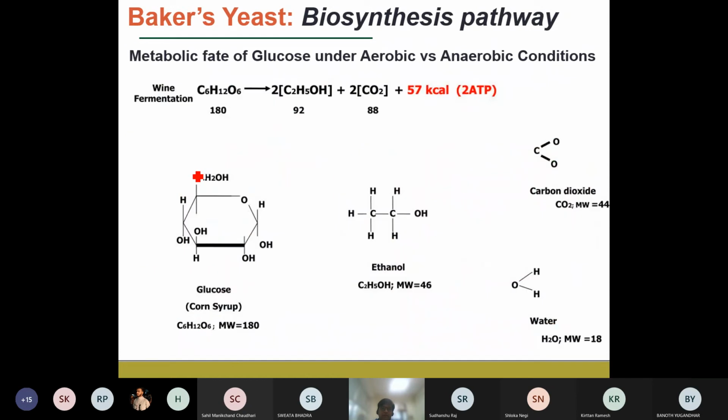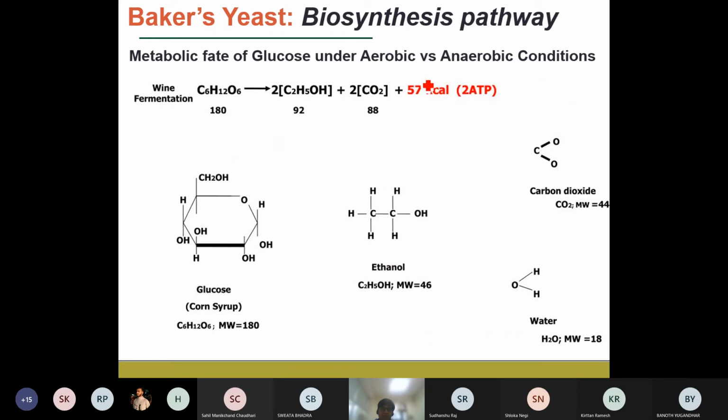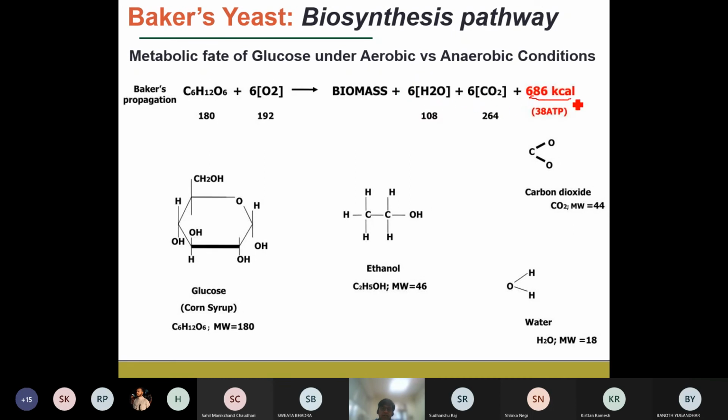Now if you look at the overall energy released, one ATP molecule corresponds to around 28.5 kilocalories. So if 2 ATPs are released, the total energy release is 57 kilocalories. But in the case of the Baker's yeast production, 38 ATP molecules are released, which corresponds to around 686 kilocalories.